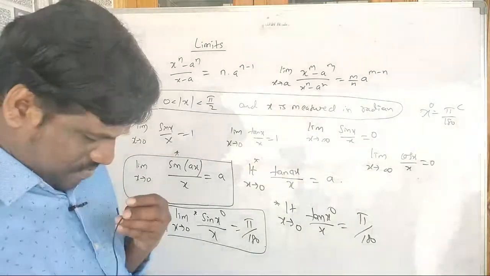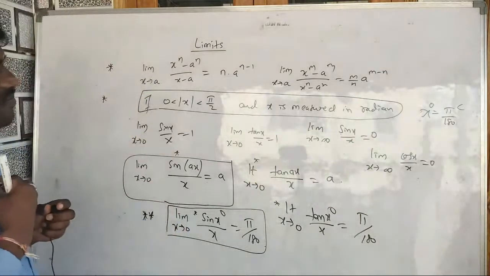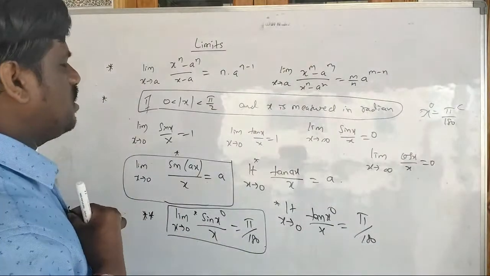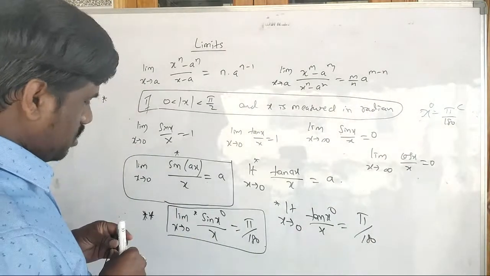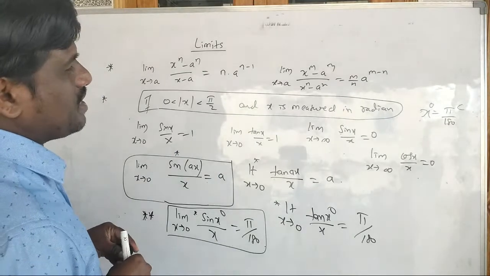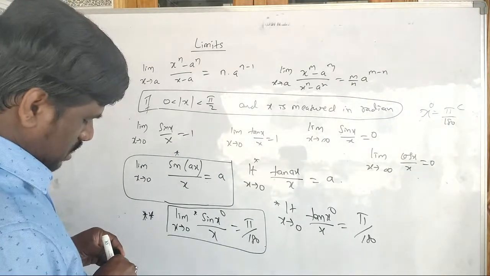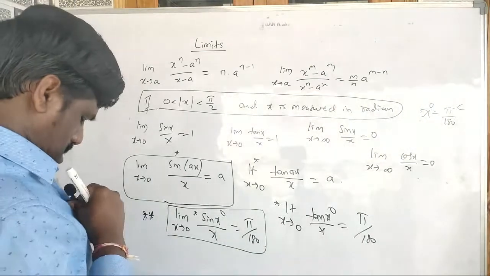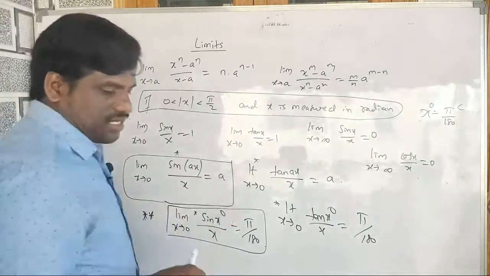Right. Infinity by infinity, this is. Yeah, infinity by infinity. You can write this as 1 by x even. You can write x as, yeah. So limit. So these are all formulas, understood or not?